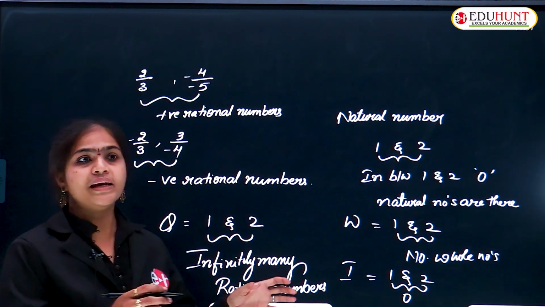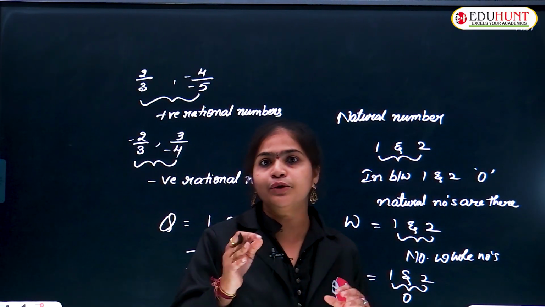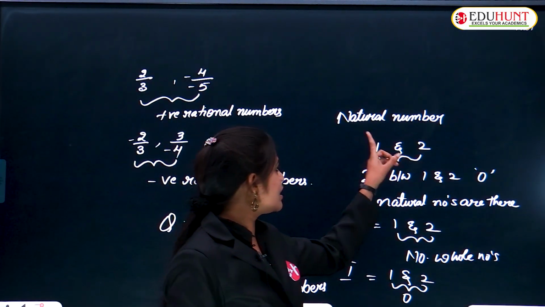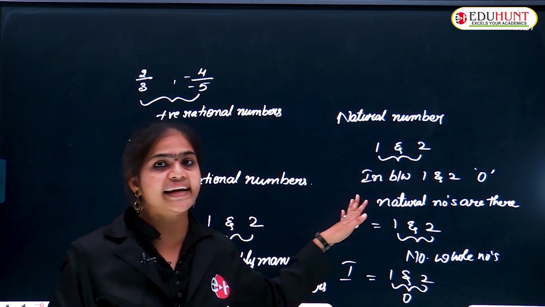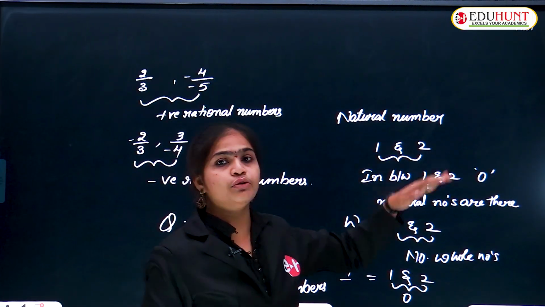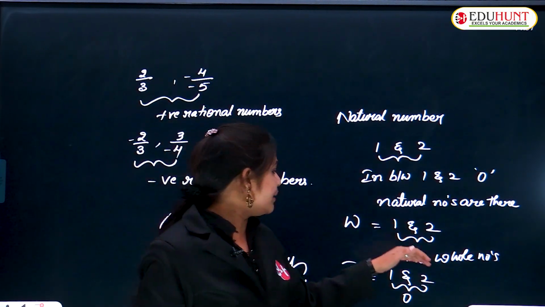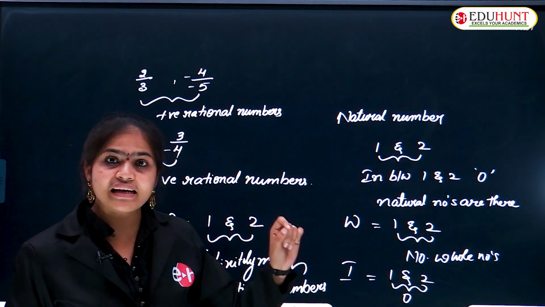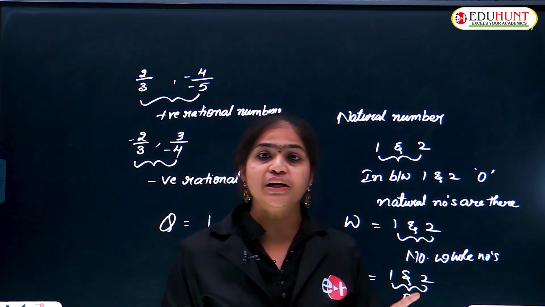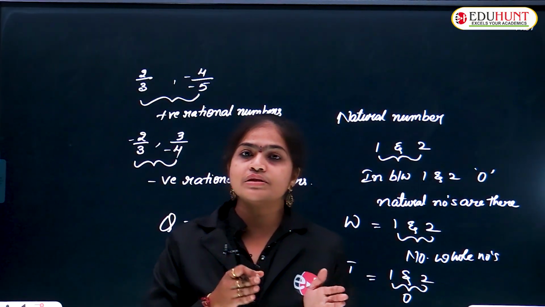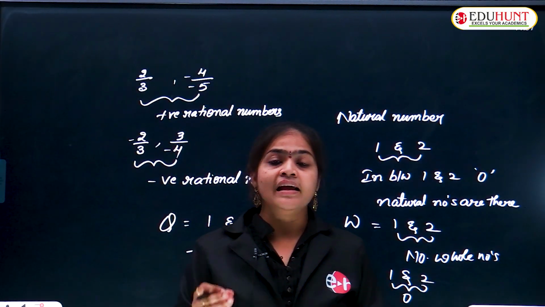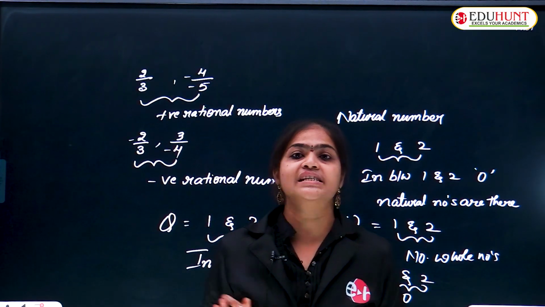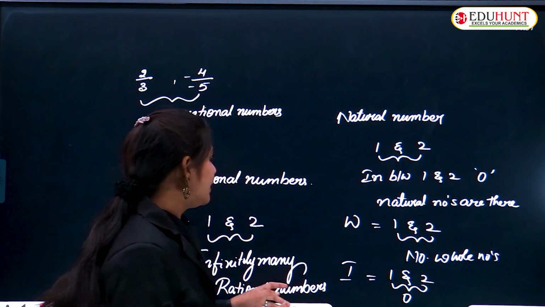Just to say, how many rational numbers lie in between any two rational numbers means infinitely many rational numbers. Why? Because just observe that in between 1 and 2 there is no other natural number, no other whole number, and no other integer. But infinitely many rational numbers can exist in between 1 and 2. Not only 1 and 2; you can choose any two consecutive numbers. Infinitely many rational numbers can exist in between any two rational numbers. Understood?